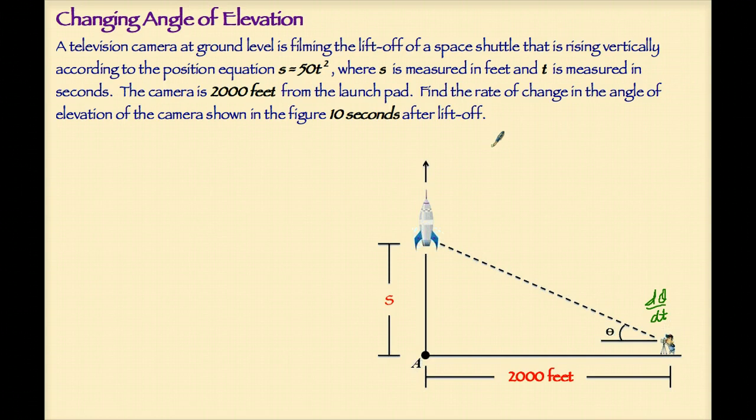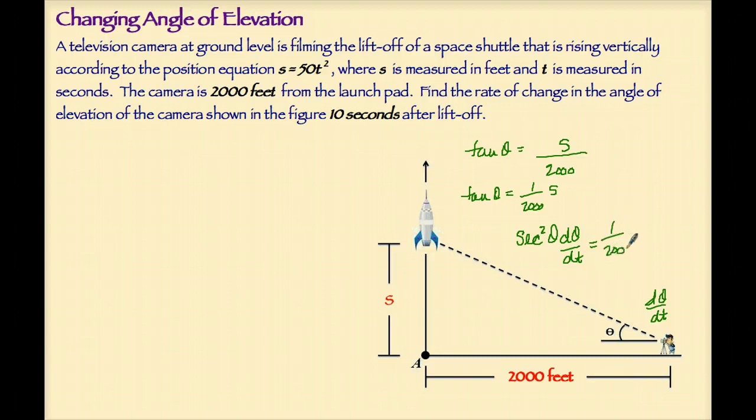So let's set up that equation and take the derivative. We're going to have the tangent of the angle theta is equal to s over 2,000. A variable because this distance is changing, and a constant because this distance is not changing. Let's rewrite this as tan theta equals 1 over 2,000 s, so that it's a coefficient, and now take the derivative. Secant squared theta d theta dt is equal to 1 over 2,000 ds dt.